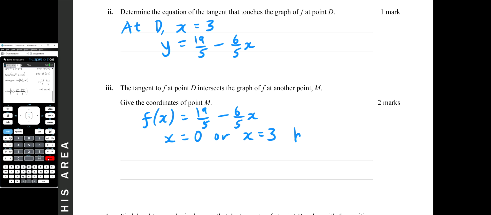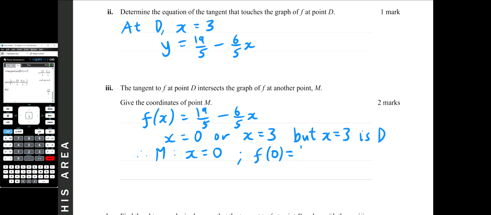But x equals 3 is the point D. So the other point, therefore for point M, we have x equals 0, and therefore f of 0, we can press var f and then 0 is 19 over 5, f of 0 is 19 over 5, therefore the coordinates of M are 0, comma 19 over 5. Now there is another way we can do this on the calculator as well.